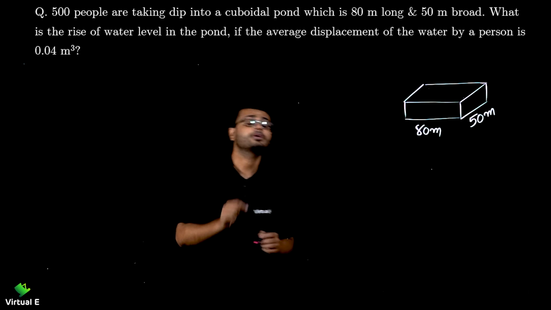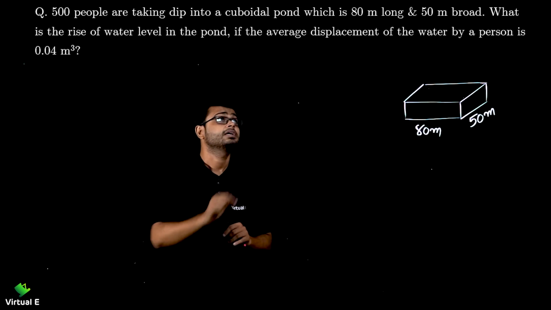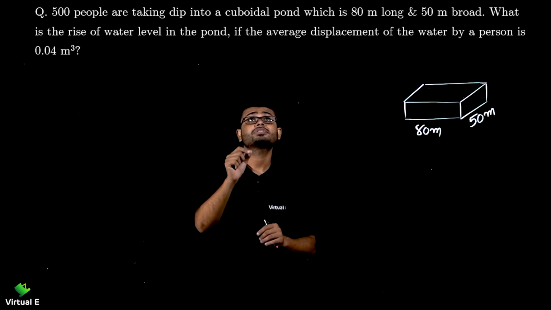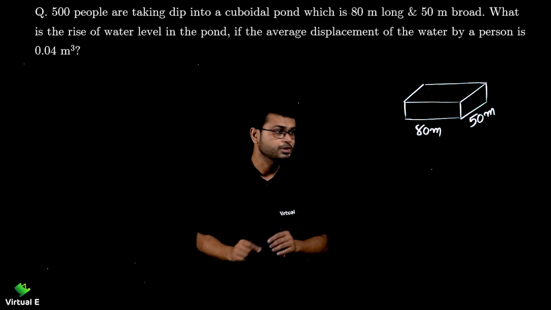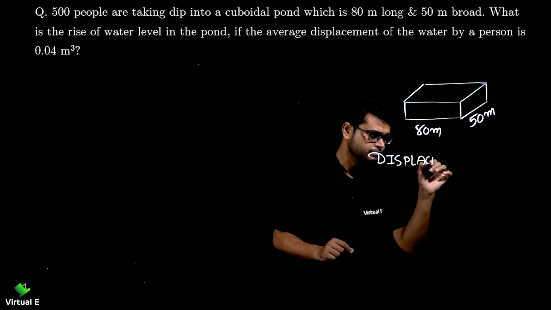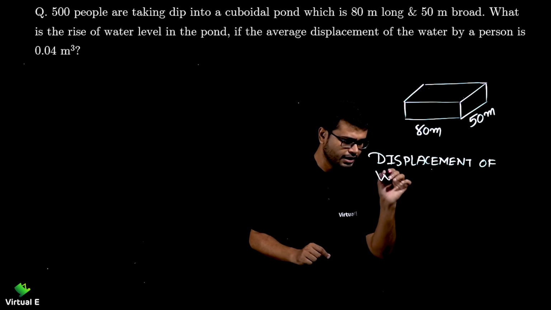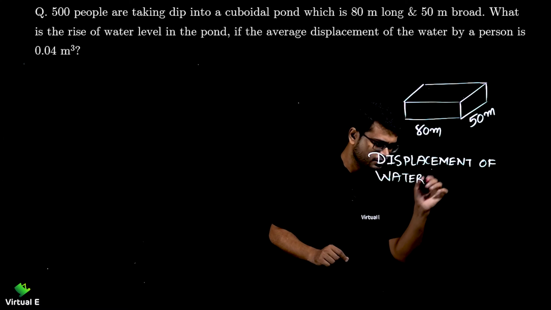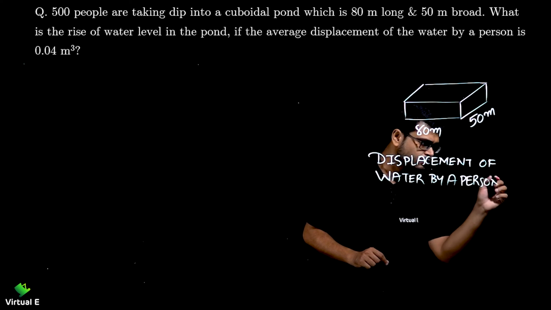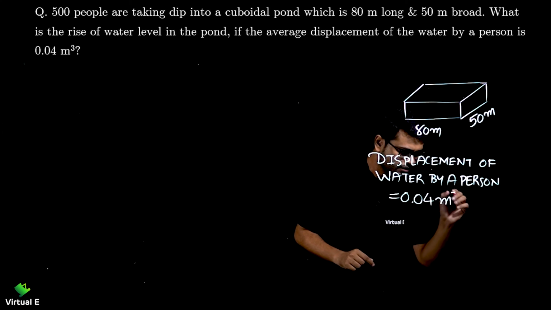What is the rise of water level? So we need to find the rise of the water level in the pond, if the average displacement of the water by a person is 0.04 meter cube. So let's write: displacement of water by a person, that is 0.04 meter cube.